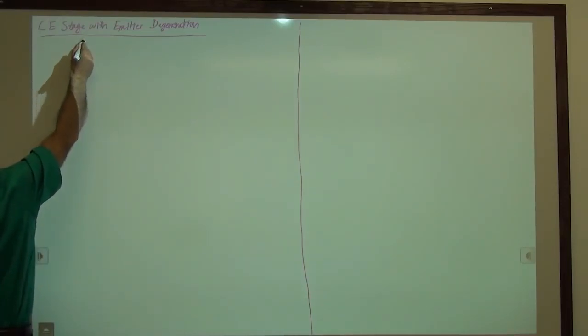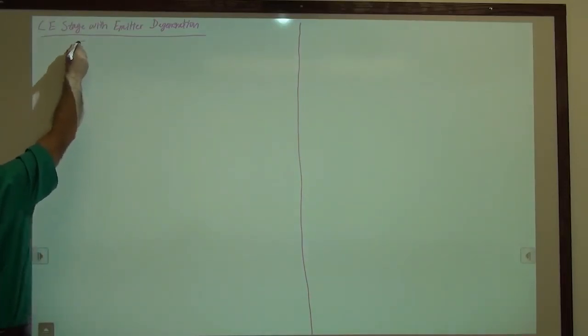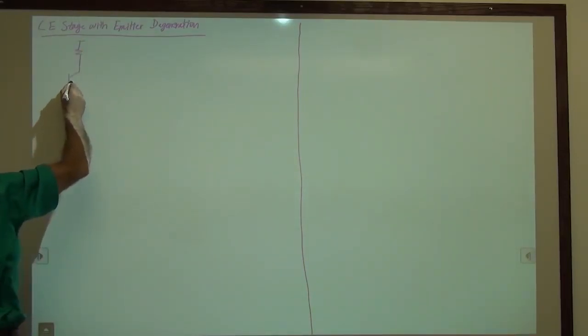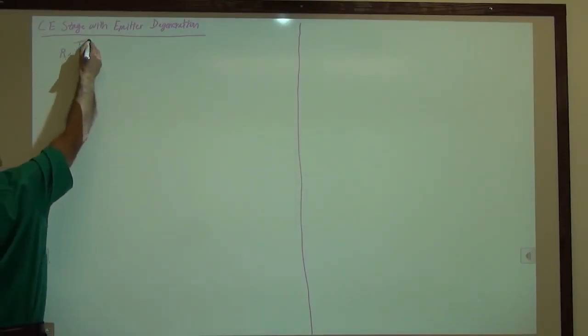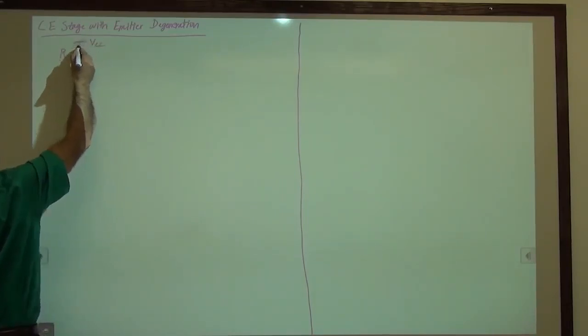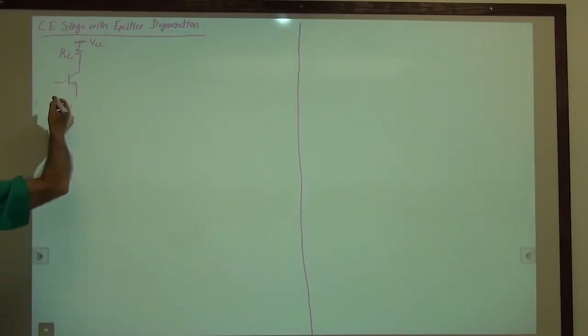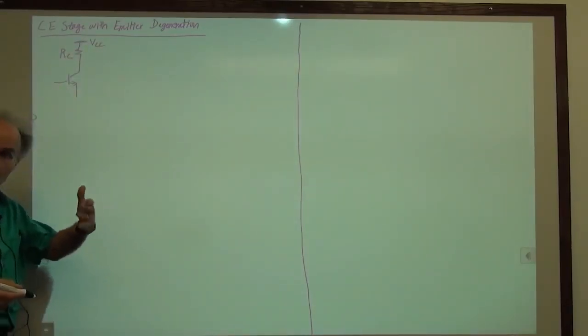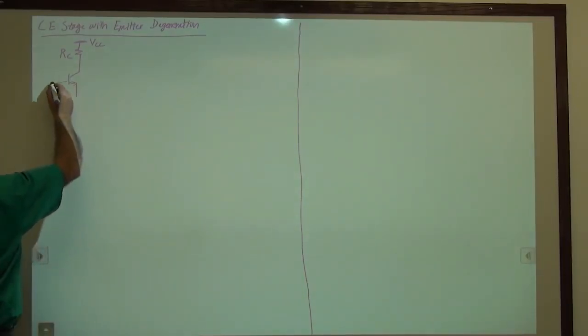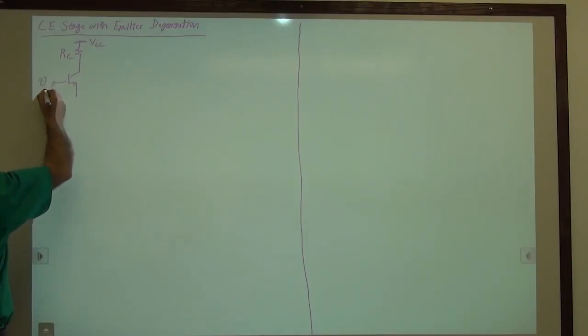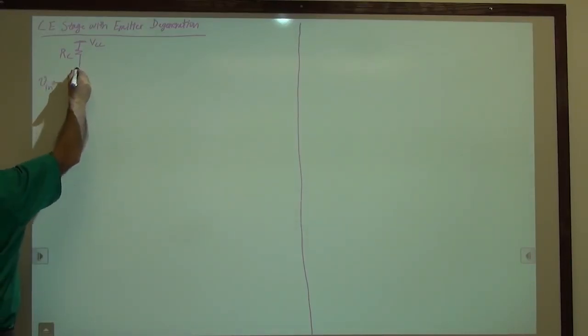All right, so we start out with our simple common emitter stage. As usual, we have a resistor here, VCC up here. Then, of course, at the input, we have the microphone or the input signal and the battery and all those things. And I just don't draw those for simplicity. So V in, V out is still here.